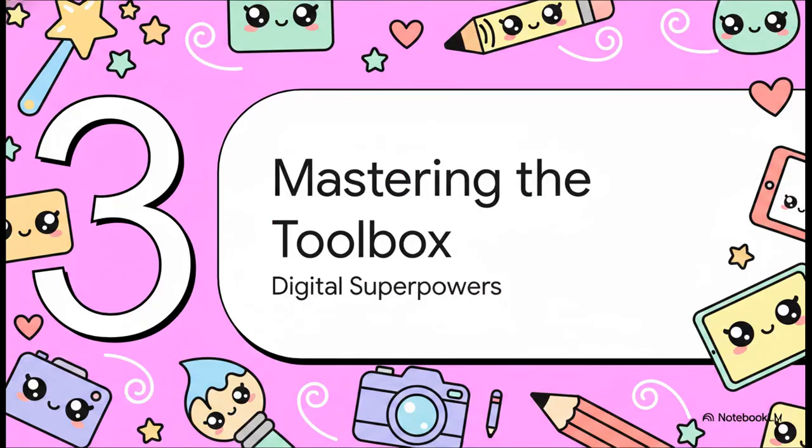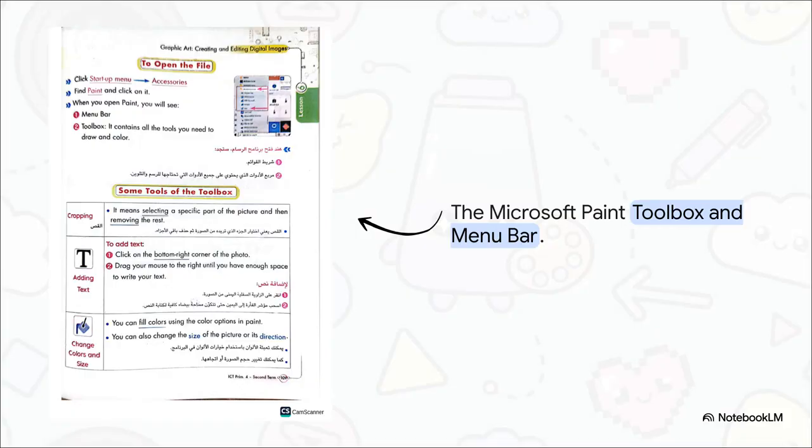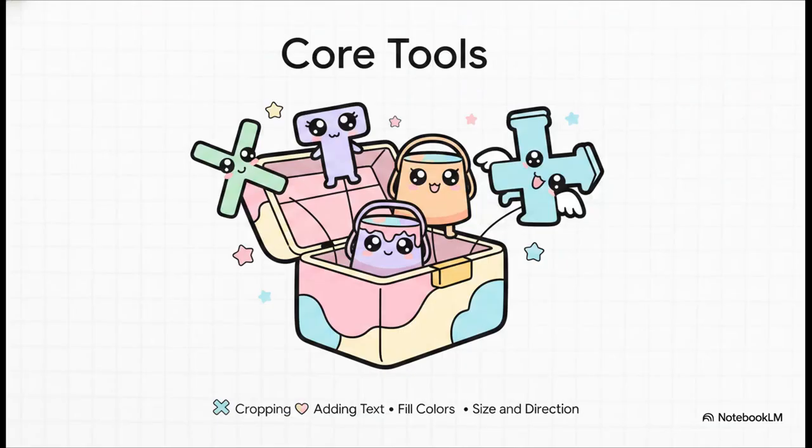Section 3. Mastering the Toolbox, Your Digital Superpowers. The second you open Paint, you are immediately greeted by a masterclass in early UI design. Up at the top, you've got the menu bar for your basic program controls, and then over on the side is the toolbox. Now, this toolbox is the absolute engine room. It houses literally every single utility you could possibly need to generate graphics and bring whatever is in your imagination right onto the screen. Inside that toolbox are 4 core utilities that form the absolute bedrock of all image manipulation.